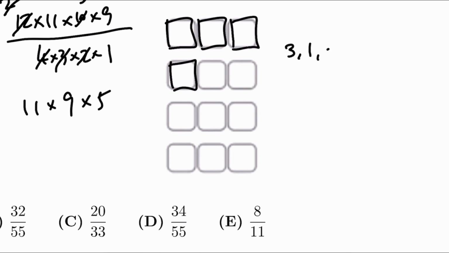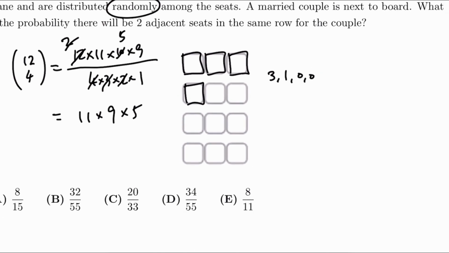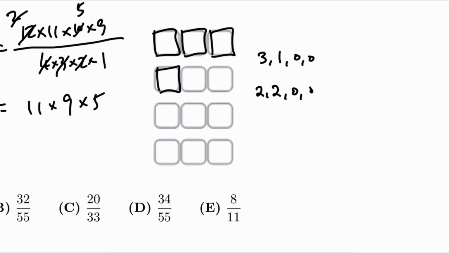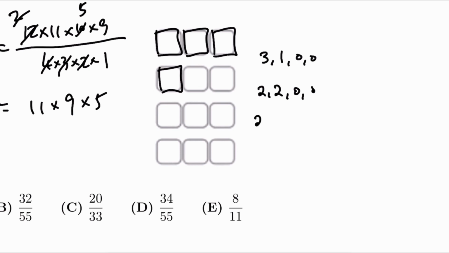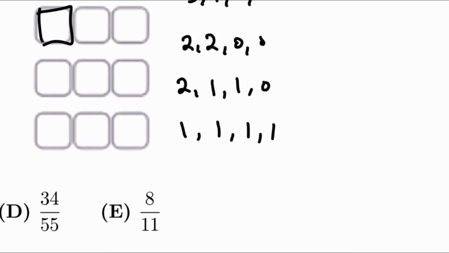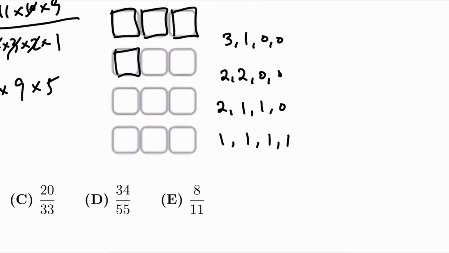So 3, 1, and the other 2 have 0 empty seats. We could also have 2, 2, and the other will have 0 empty seats. Or we could have 2, 1, 1, 0, or we have 1, 1, 1, 1. In each of these 4 cases, let's consider 1, 1, 1, 1 first. If we have the last case, then that means each row has exactly 1 seat.